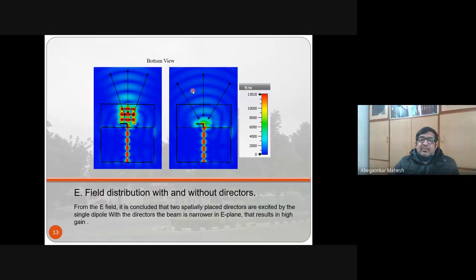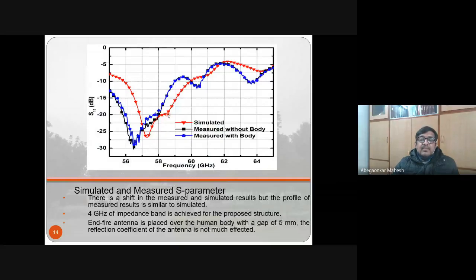So these are simulated and measured return loss. There's a term called return loss, also known as S11. This basically indicates how well the antenna is matched with the feeding line, because for the antenna, if we have to supply power, there has to be impedance matching.